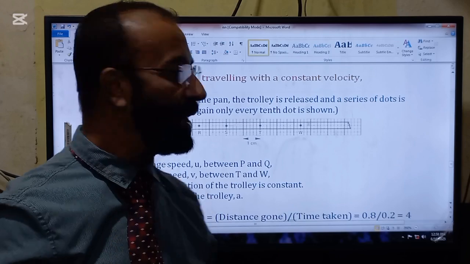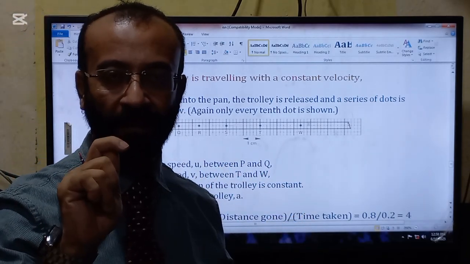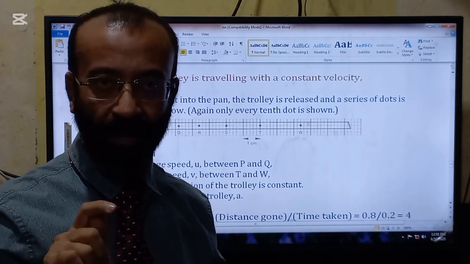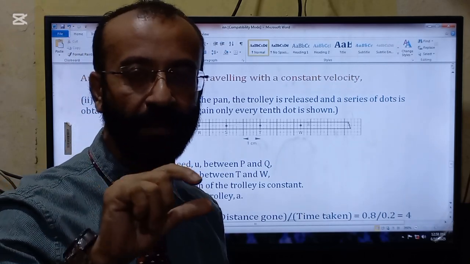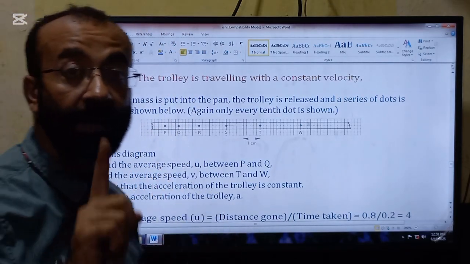Remember, because this is every 10th dot, for one dot the time will be 1 by 50, so for every 10th dot it is 10 by 50, that will be 1 by 5, and in decimal form, that is 0.2. So actually the time from P to Q is 0.2 second.